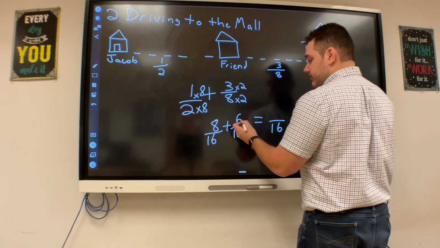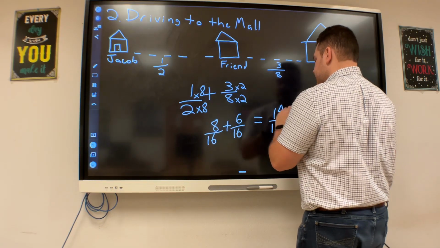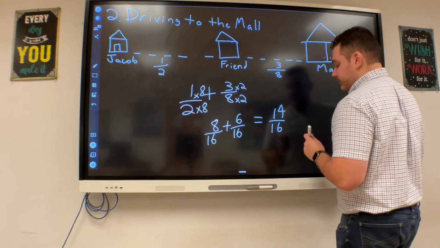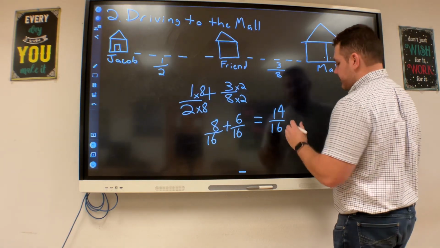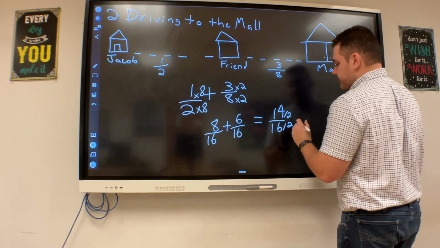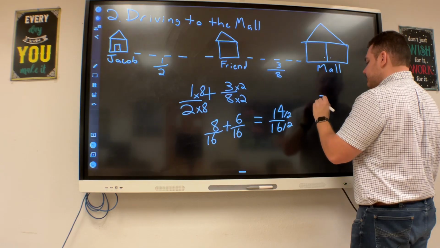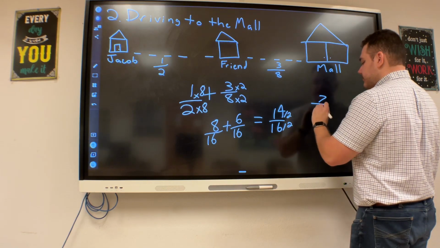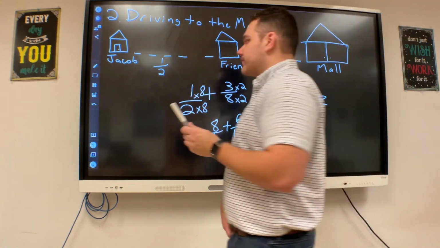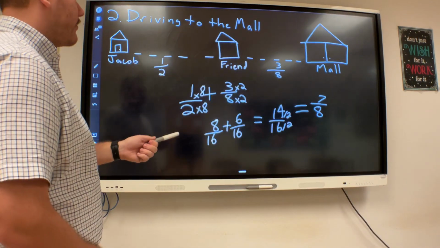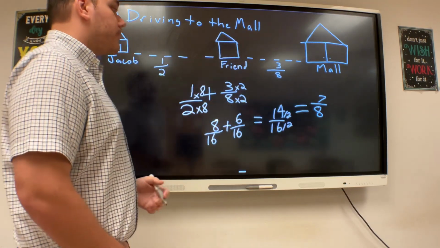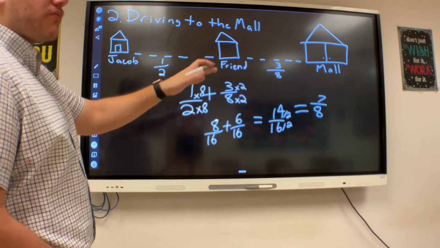4 plus 3 is going to be 7/8. So Jacob is going to drive 7/8 of a mile altogether. When he leaves his house, drives this half a mile, and this 3/8 of a mile. Altogether, he is making 7/8 of a mile.